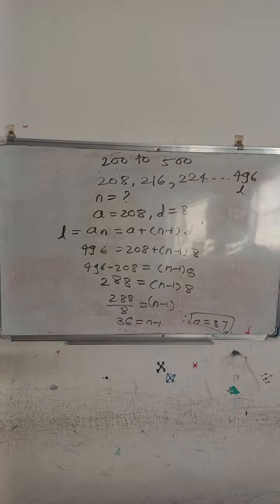I'll repeat the question. The fifth term of an AP is 26 and its 10th term is 51. Find the AP. Okay, so try to solve this question and check how we can do it.